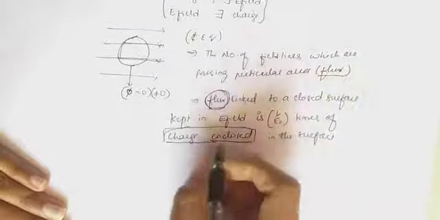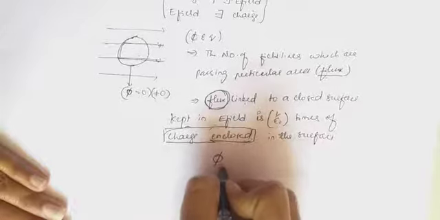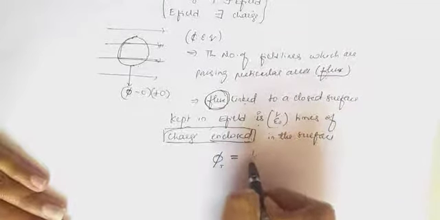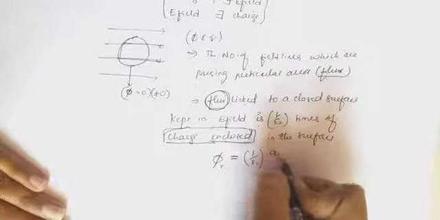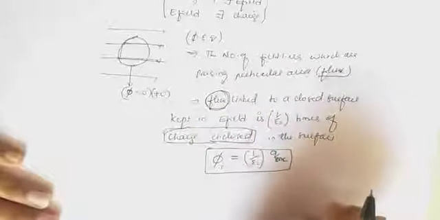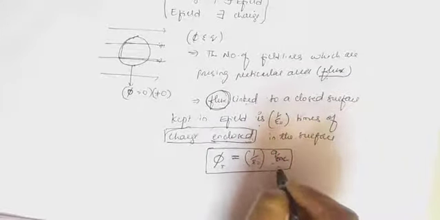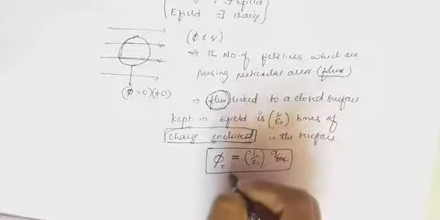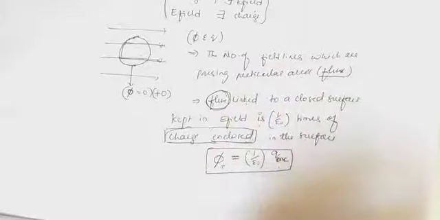So it is written as the flux is 1 by epsilon naught times the charge enclosed in the surface. This enclosed charge is most important. The charge must be enclosed. If the charge is not enclosed, then the flux may be 0 or anything.